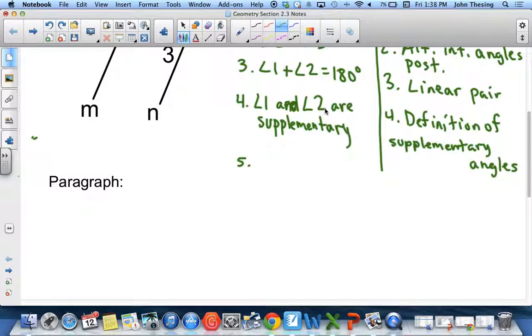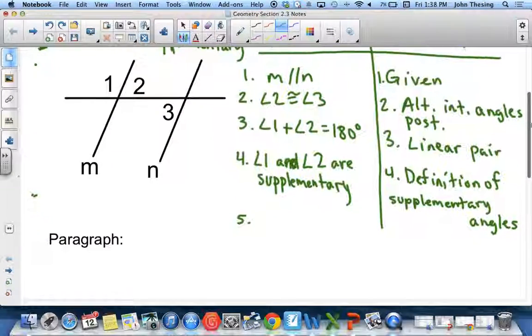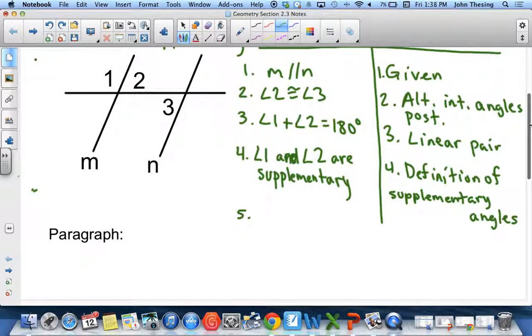Angle 2 and angle 3 are congruent. Okay, so we already had that. So now what are we going to say? Since they are congruent, angle 3 is supplementary to. Good. So before we do that, in step 3 we have 2 is equal to 3 and 1 plus 2 is 180. Since 2 is equal to 3, let's say angle 1 plus angle 3 equals 180 degrees.